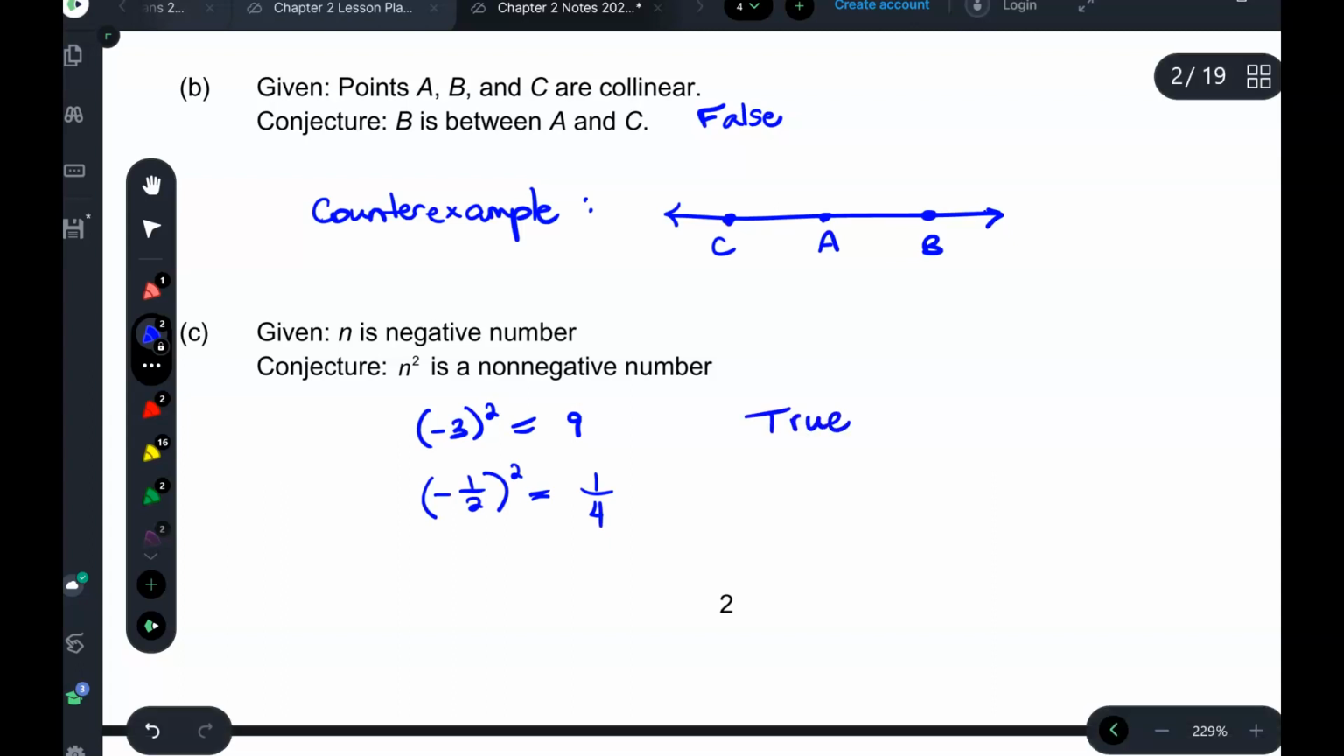Now, if it's true, I don't have to write a counterexample. So there's no counterexample. You just write true.